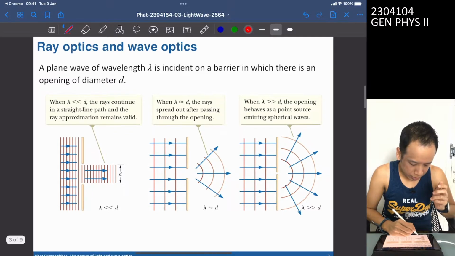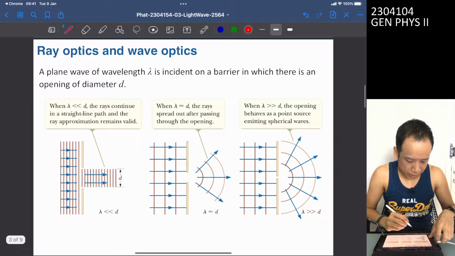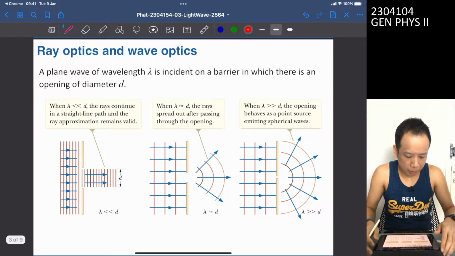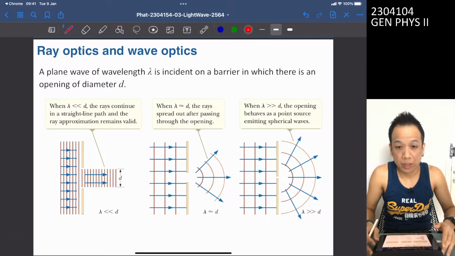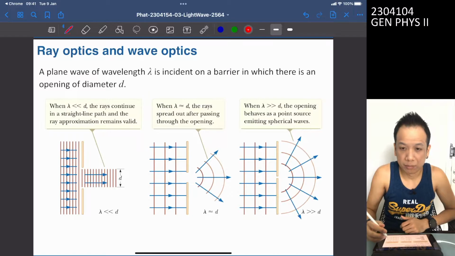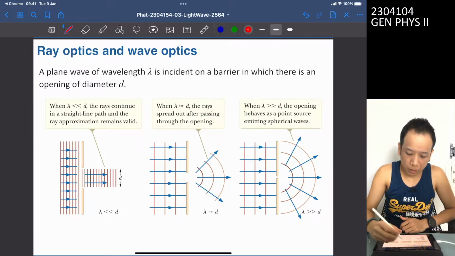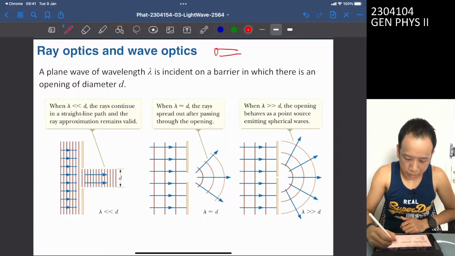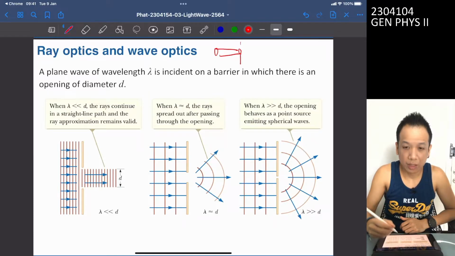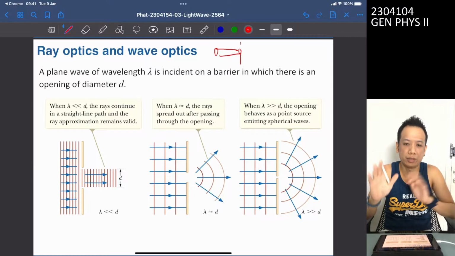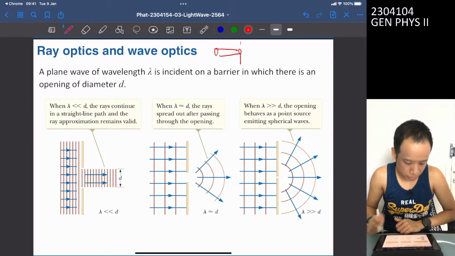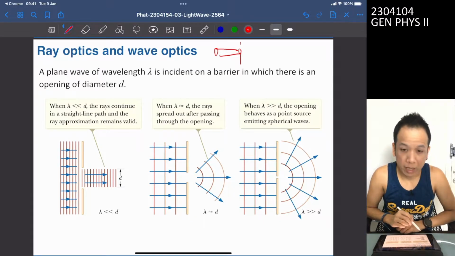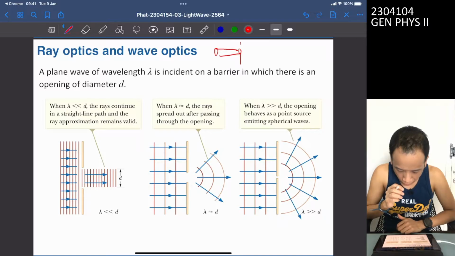if lambda is much less than the size of the aperture, the ray will go straight. It's like you have the light turned on and the light just travels like this. So what you see on the screen is exactly the same size as what passed through the aperture.